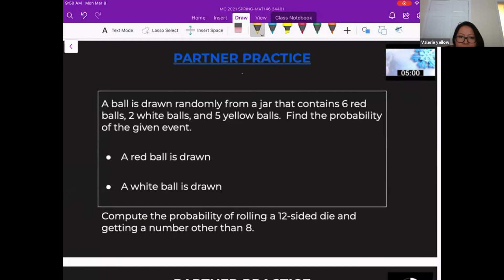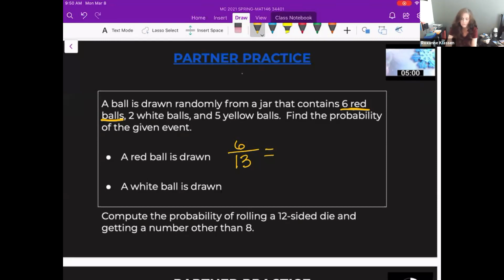It's mentioning the red ball. Mhm. So it'll be 6, and then you add 6, 2, and 5, and that's 13. So it'll be 6 over 13. Very nice. So it'd be 6 over 13. Does everybody see where we got those numbers?